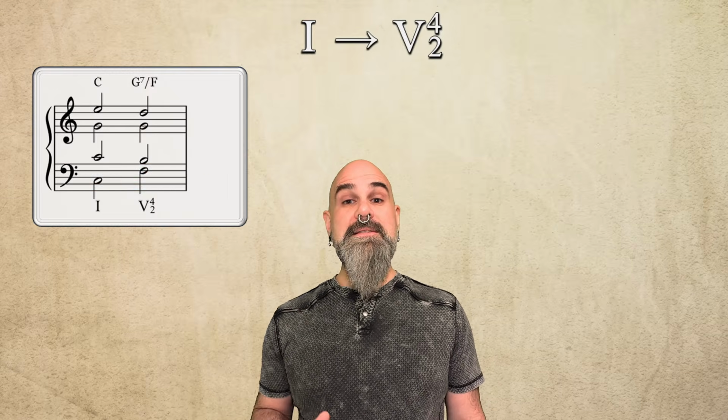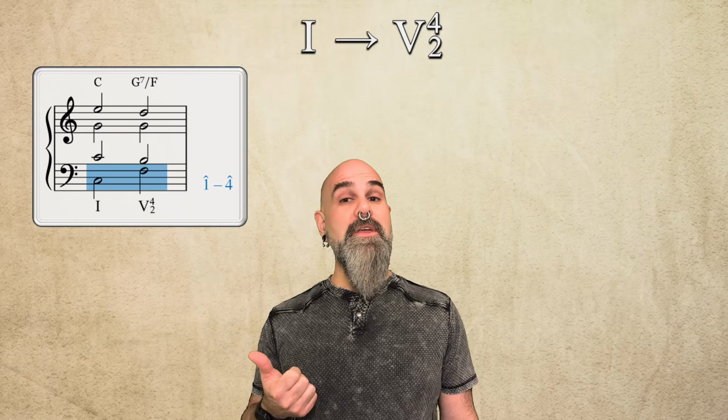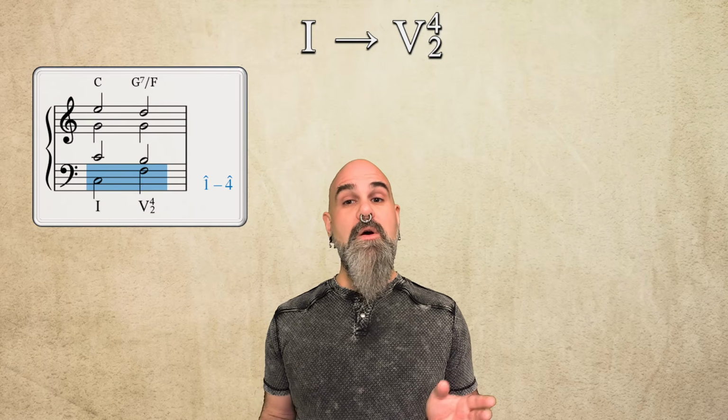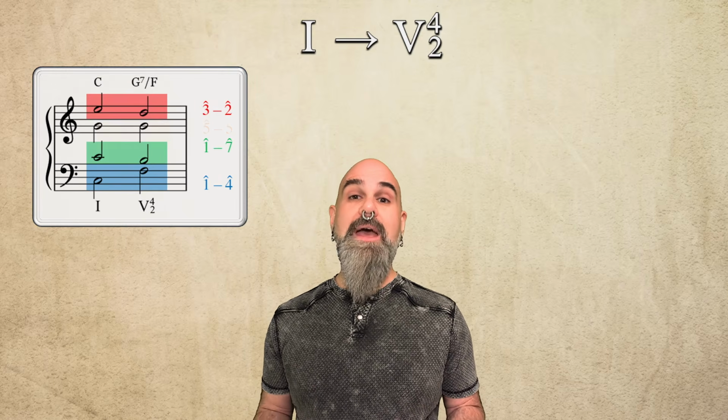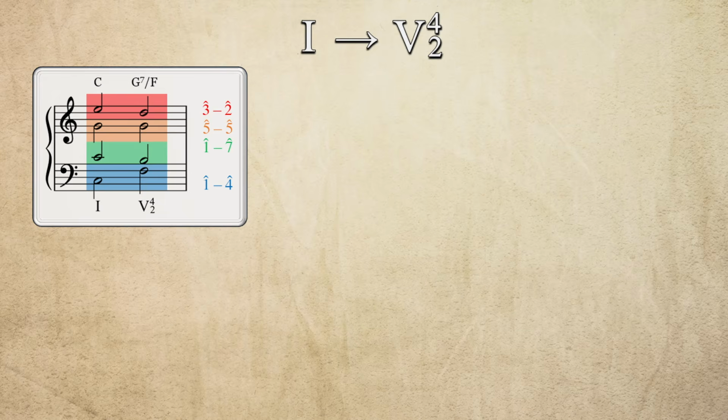1 chord. The bass leaps up from 1 to 4, while the upper voices are all stepwise, 1 to 7, 3 to 2, and 5 stays on 5.